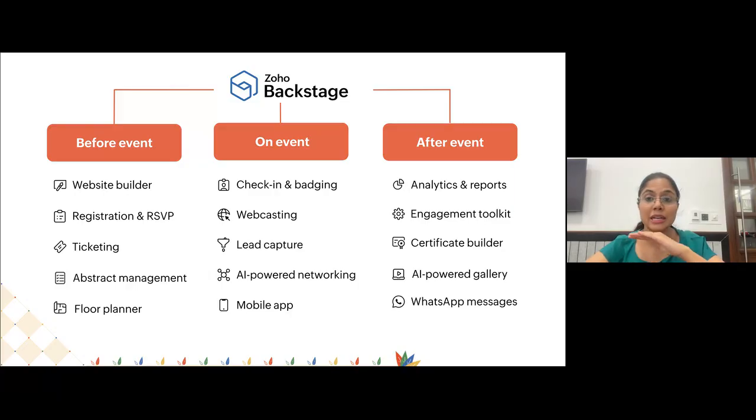AI powered networking is yet another fantastic way of having people find each other, and have interest based chat groups and all of that. And there can be a mobile app using which all of this can be done. Mobile app for organizers as well as the attendees.